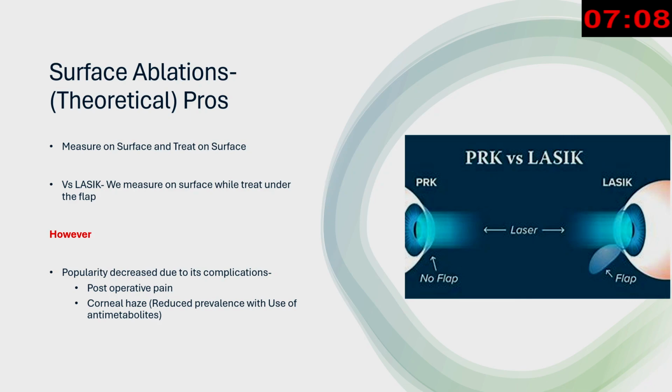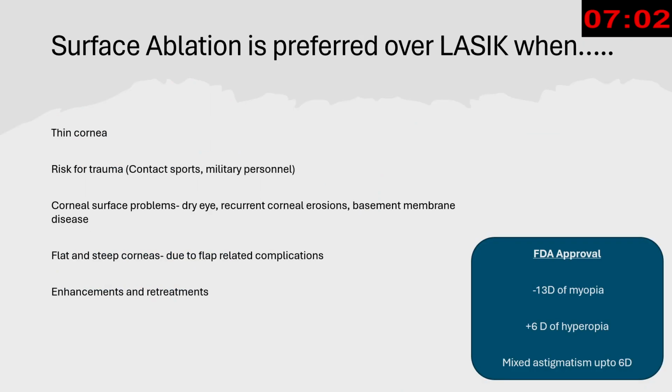However, the popularity of surface ablation had decreased because of postoperative pain and haze. But besides that, surface ablation is still preferred over LASIK in cases of thin corneas where there's a risk of trauma, like patients who are involved in contact sports or military personnel, when there are certain corneal surface problems, flatter or steep corneas where there can be flap-related complications, and in cases of enhancements and retreatments.